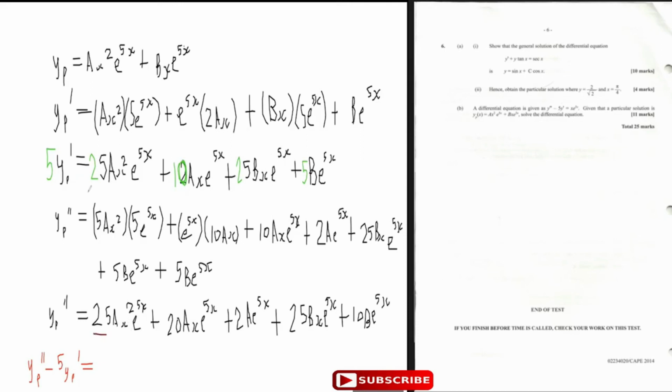25 minus 25, that becomes 0. 20ax minus 10ax just works out to be 10ax, so I get 10ax e to the 5x. All right, cool. 25bx e to the 5x minus 25bx e to the 5x, those cancel each other. All right, and so what I'm left with is 10ax.